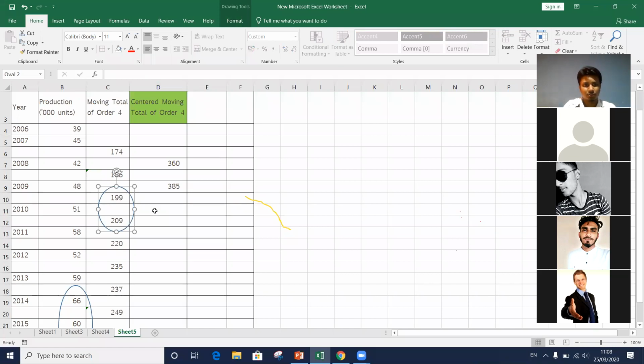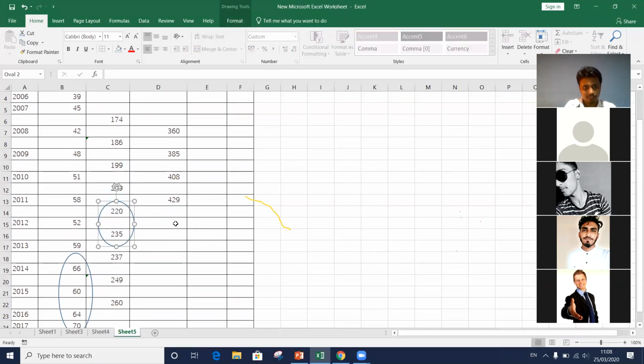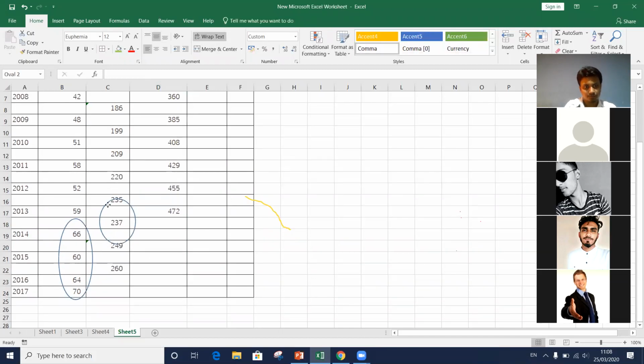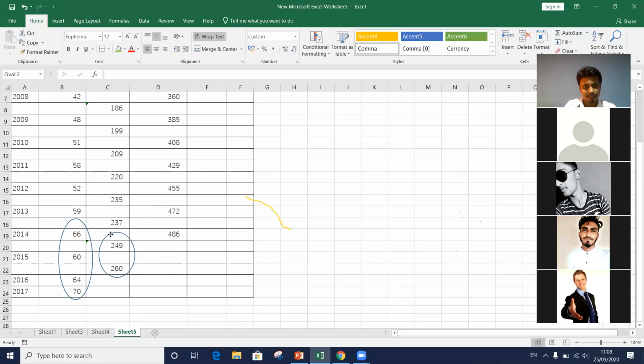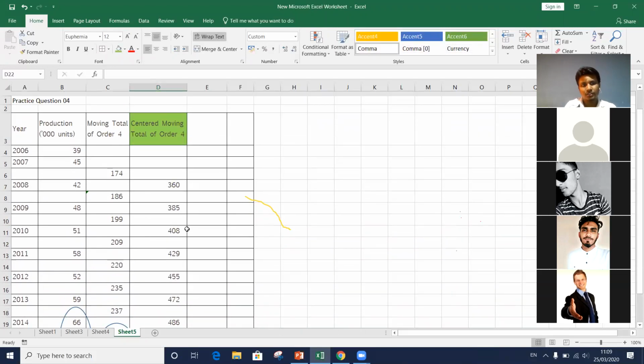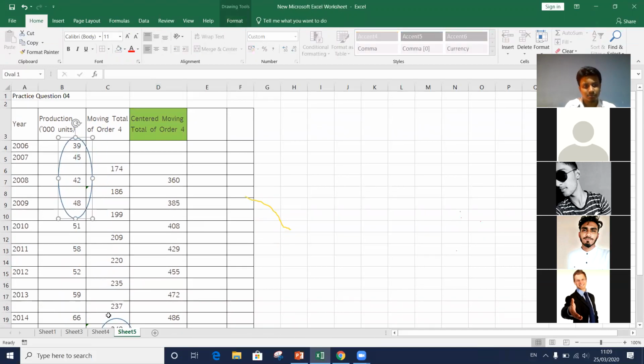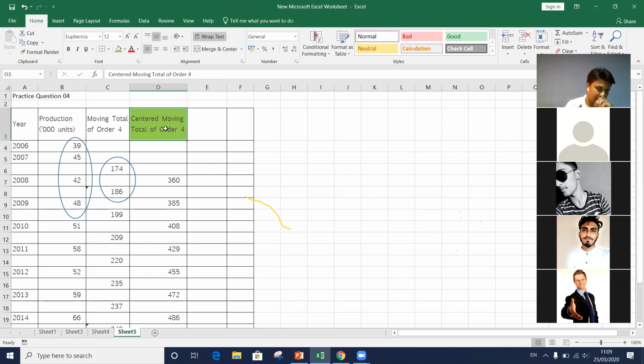ඊට පස්සේ මේ දෙන්නගේ total එක. Right? 408. Then these two, 429. Then this one, 455. Then this, 472. Then this, 486. This one, 500. Then 509. Right? So those are what we call centered moving totals. කලින් අහුනේ නැති order 4 කැල් කරද්දී විශේෂම අහුවෙන තැනක් තමයි මේ centered moving totals අපි කැල් කරගන්න ඕන. Right.